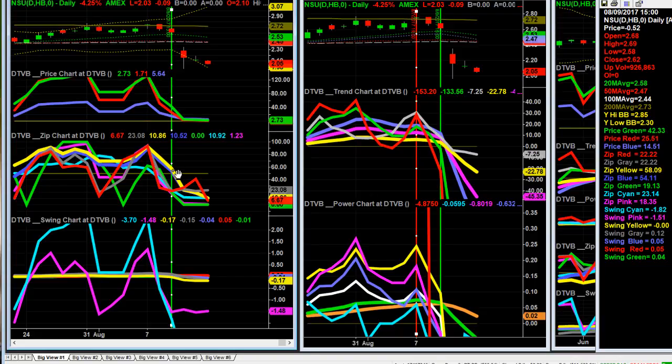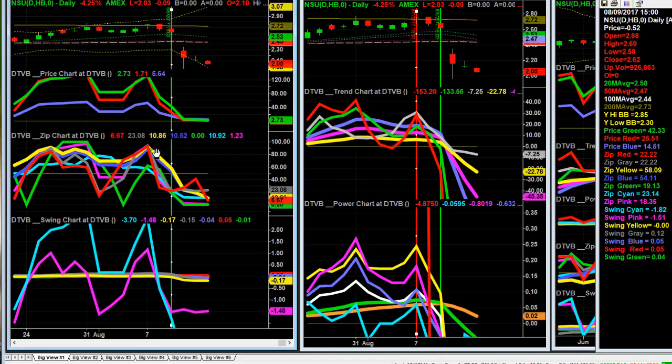When you have that separation between them and you have a 30-point separation, it's usually indicative of a continuation down, because red and gray move faster, move quicker. They have longer line length.